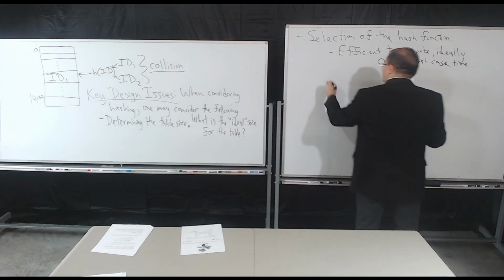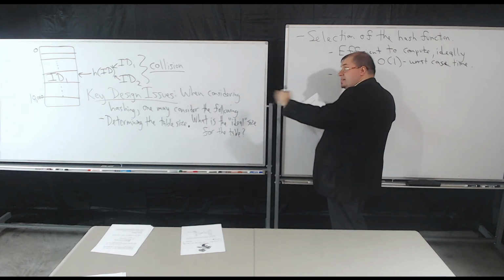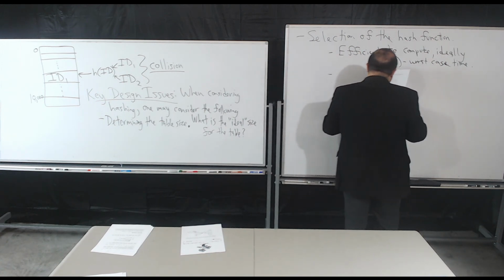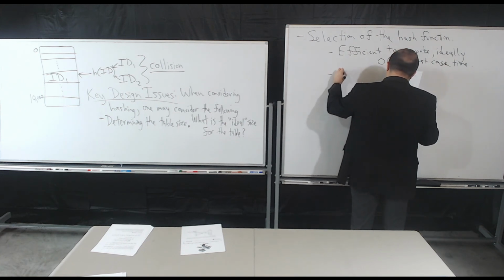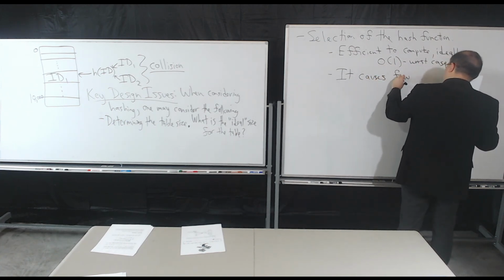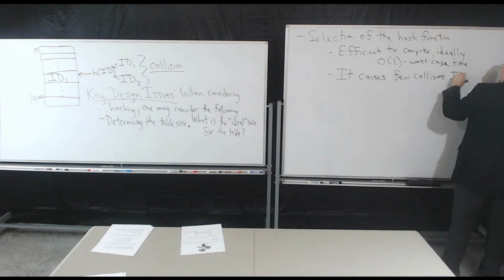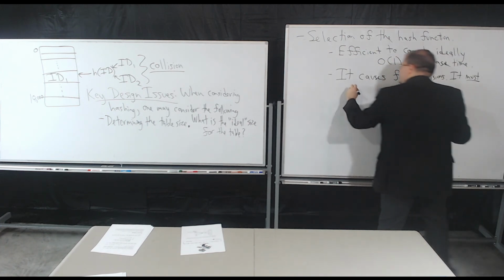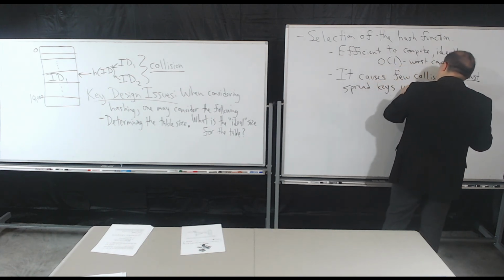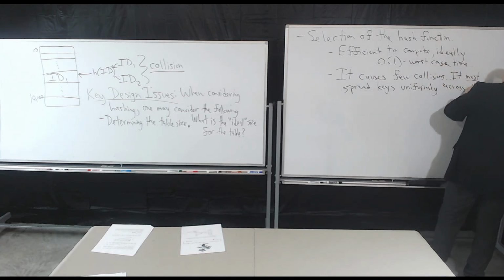I want to take advantage of that fact, the locality of the memory, as opposed to the idea when we had the array where I had to do the scanning. I want to avoid doing things like that. Instead, I want to just get in there, big bang, just try to locate it. And it causes few collisions. And it must spread keys uniformly across the entire table.